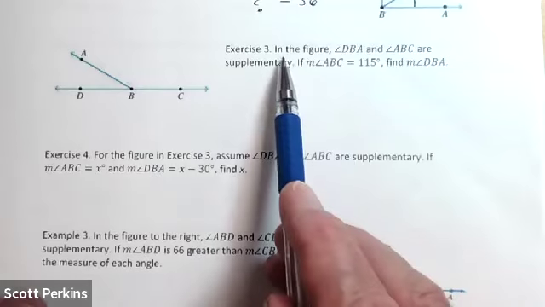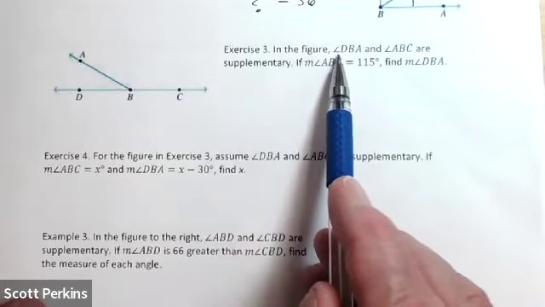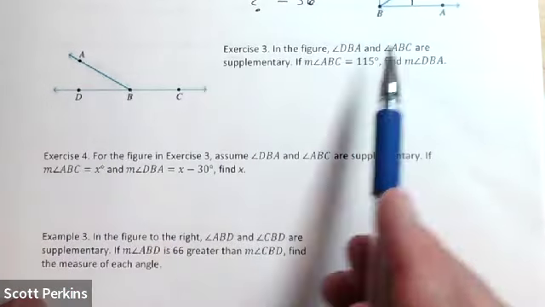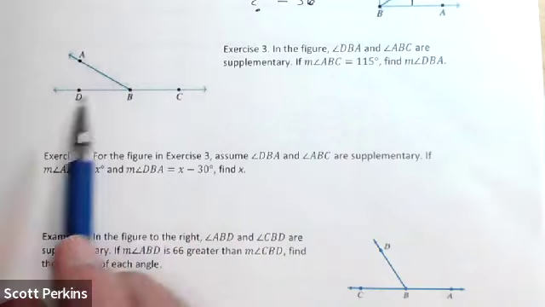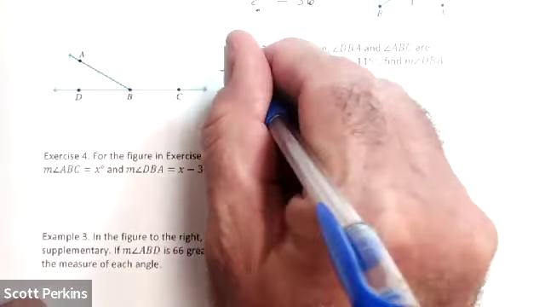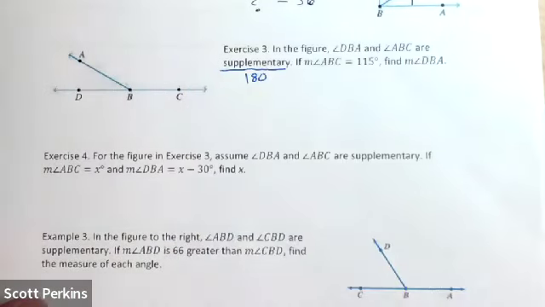So in this one, exercise three, it says that angle DBA, the smaller angle right here, and angle ABC, the larger of the two angles, those two things are supplementary. And again, I'm just going to write down supplementary means they add up to 180 degrees.